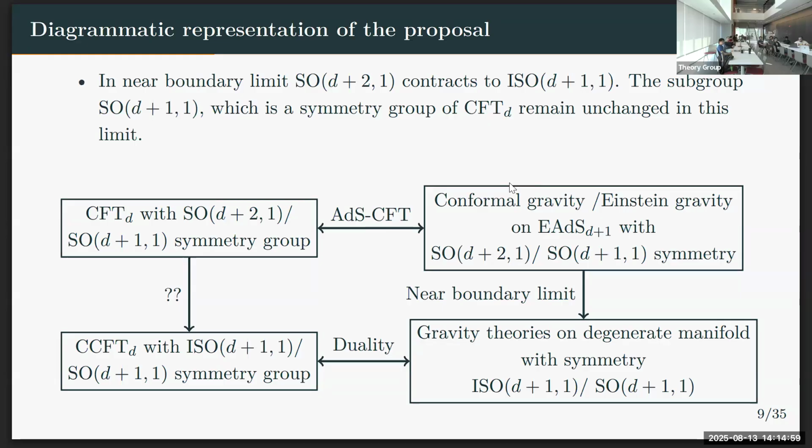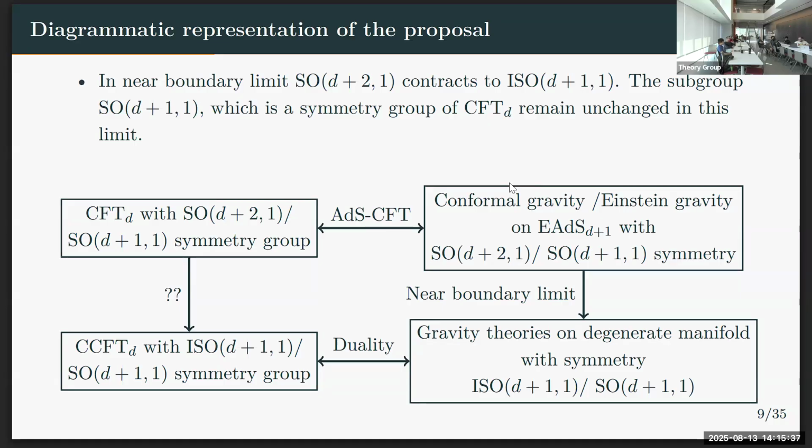However, you will note that I have put a question mark here because the way we got here was from the bulk side. We thought that if the bulk side is like this, then the boundary side should be this. But we don't know a clear limit that will take us from the conventional CFT to the Celestial CFT with ISO(d+1,1) or SO(d+1,1) symmetry group. If one can do that, it would be really nice, but so far we have not been able to say what this limit is.